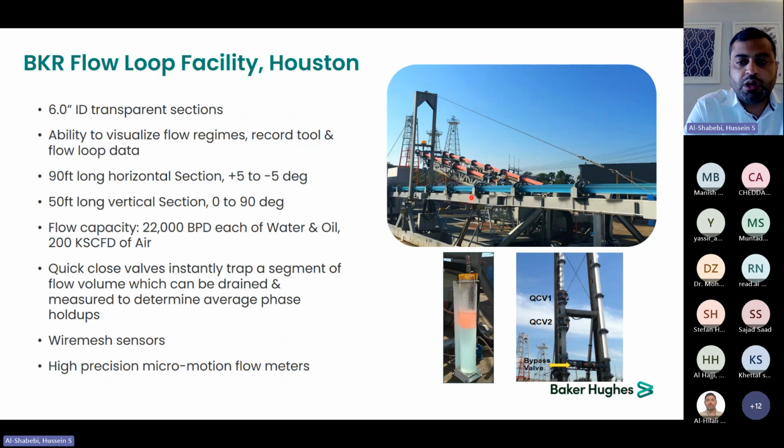So for the holdup measurements, we have two sensors. The first one is the quick close valve, as you can see in this image, and we have two of them. Basically, this quick close valve will instantaneously trap a sample of the flow in the pipe, then allow it to drain. After draining, we can identify how much holdup of each phase there is at that cross section. The other holdup measurement that we have is the micromesh, which I'll cover in the next slide. In terms of rates comparison, we have high precision Micro Motion flow meters. In addition, if the flow regime is bubble, especially in vertical, we can use the micromesh as well.